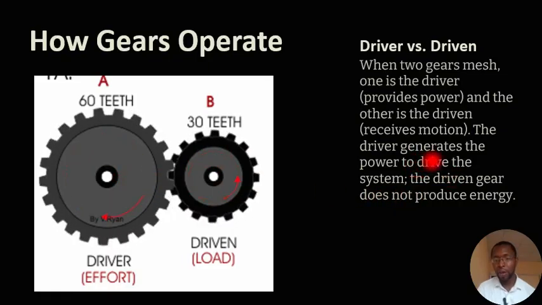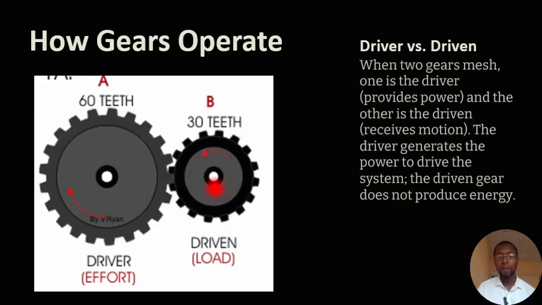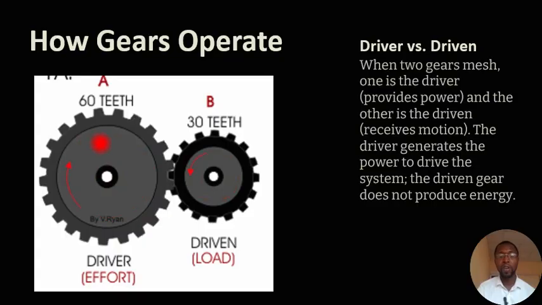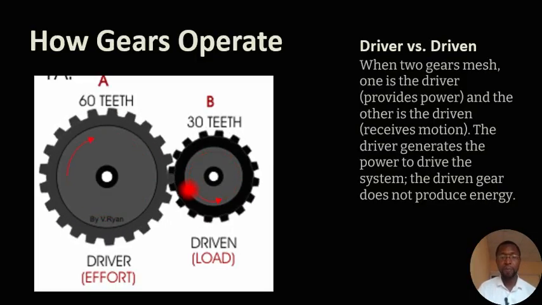The driven gear only receives the motion. It does not produce energy, but the driver gear is the one that produces the power or the energy to drive the driven gear. So this is how it works. As the driver gear is moving and the teeth are merging with each other, it moves the driven gear. Okay, and motion or power or energy is being transmitted.